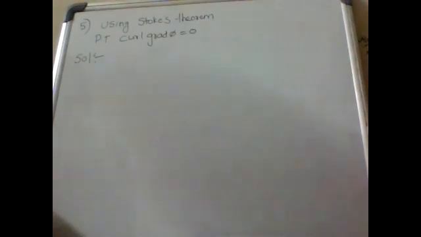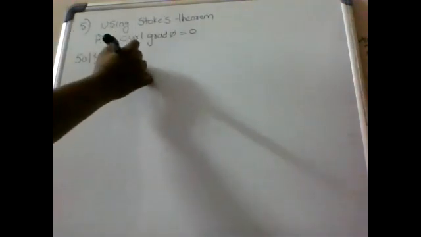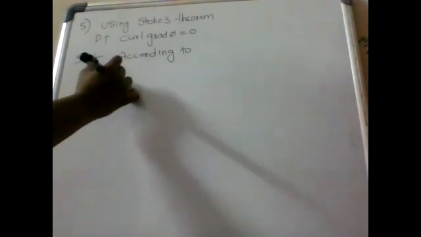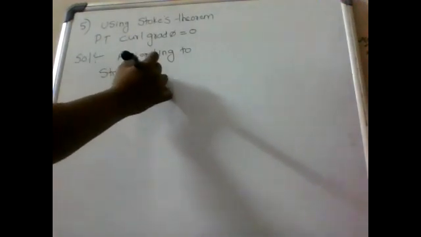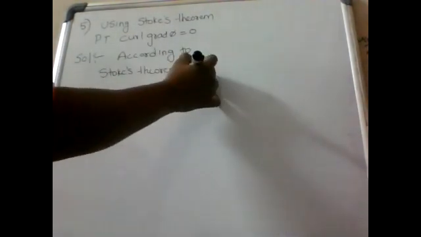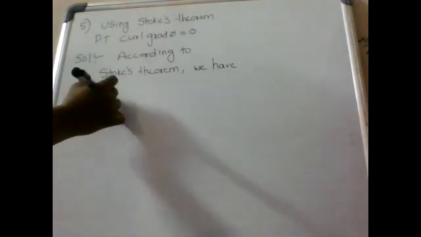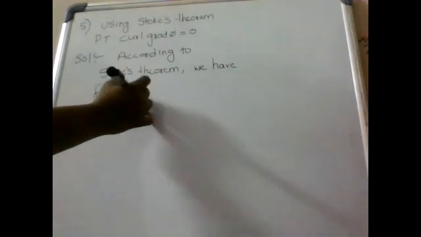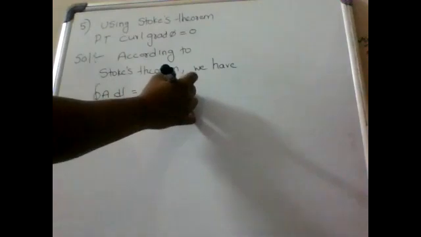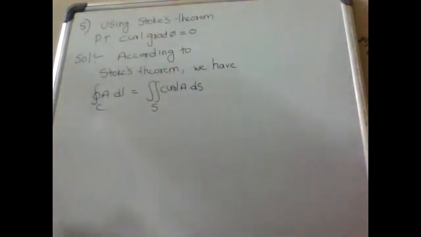So according to Stokes theorem, we know that line integral equal to surface integration. According to Stokes theorem, we have line integral A dot dl equal to surface integration curl A dot dS.